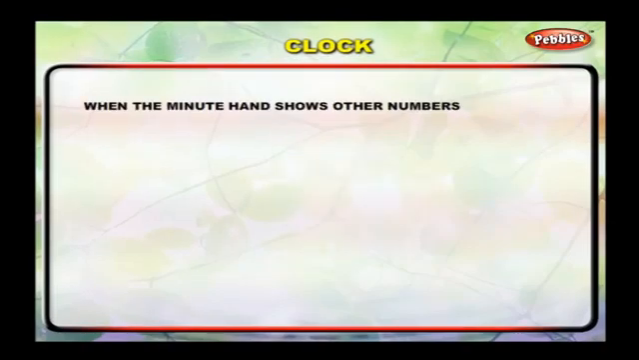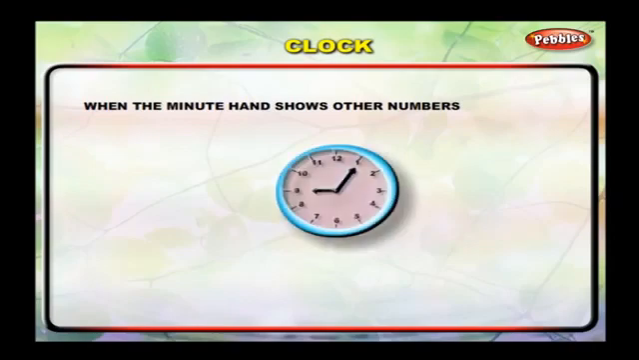When the minute hand shows other numbers. When the minute hand is at 1, it denotes 5 minutes past. When the minute hand is at 2, it denotes 10 minutes past. When the minute hand is at 4, it denotes 20 minutes past. When the minute hand is at 5, it denotes 25 minutes past. And so on.